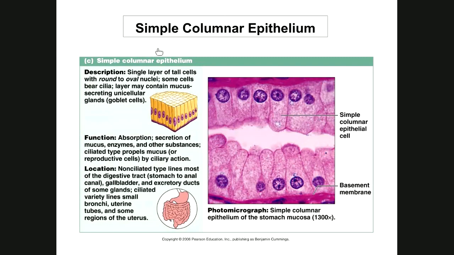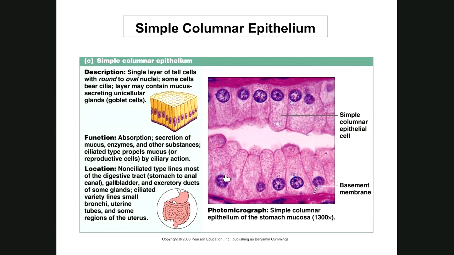Simple columnar epithelium. It says column-shaped cells, and these are. You can see from the drawing here, and you can see from the picture, they are somewhat column-shaped cells. The nucleus is usually located close to the base of the cell, and you can see that all these that I have here are located close to the base, because this is the apical surface in the middle. That's where something's going to flow through.